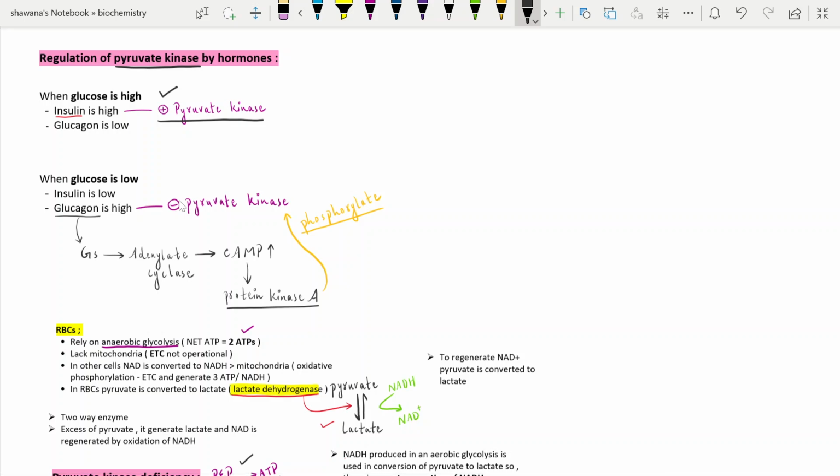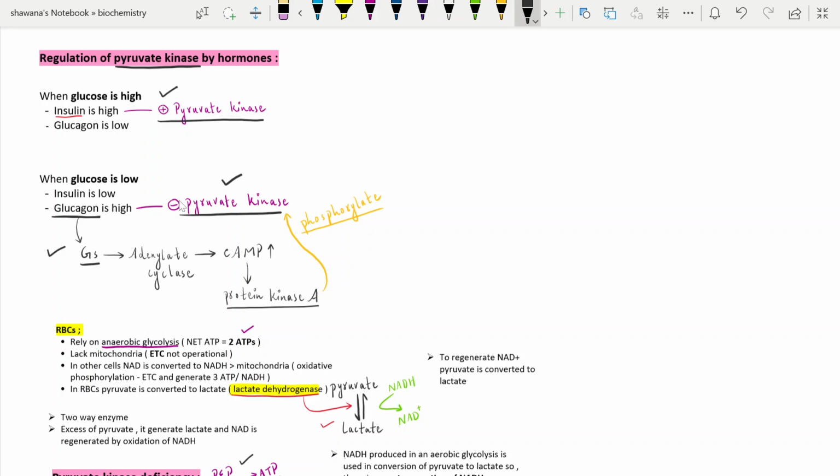When we are hungry, like we haven't eaten in 5 hours or 8 hours, our glucose level is low, our insulin is low, and glucagon is high. Okay, when glucose is gone, then glucagon will be there. And glucagon, via a series of steps, via the G stimulatory protein, stimulates adenylate cyclase, cAMP goes up, then protein kinase A. I have discussed all these steps in the previous videos. Protein kinase A will phosphorylate pyruvate kinase, and it is the negative regulator of pyruvate kinase. It will stop glycolysis. It will inhibit glycolysis.